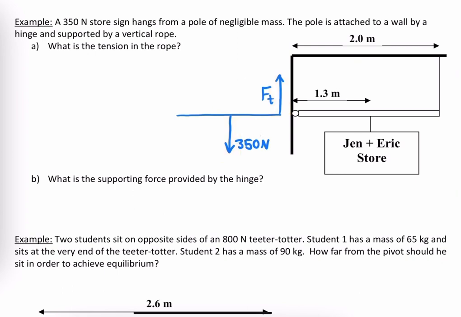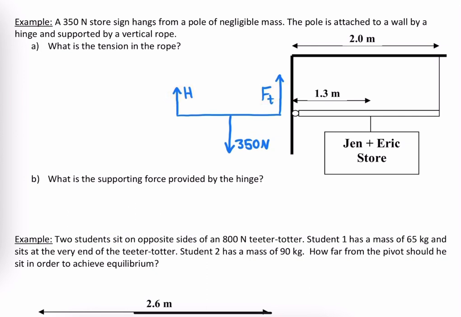So what this hinge over here is doing is stopping that from happening. It's stopping this end of the stick from falling down. So how would the hinge stop that end from falling down? It would do that by pushing up. So there's my hinge force. Okay, so those are all the forces acting on this pole. I've got the hinge pulling it up, I've got tension pulling it up, and I've got the weight of the sign pulling down on it.